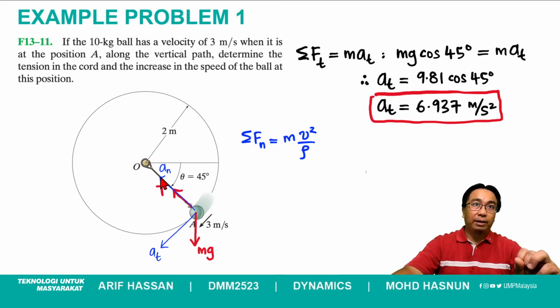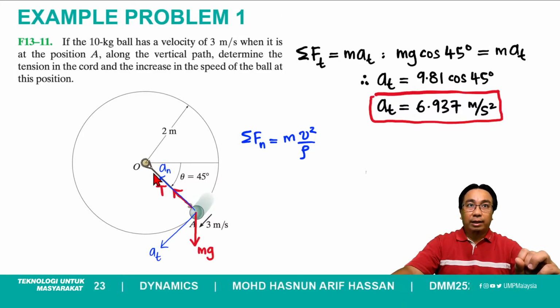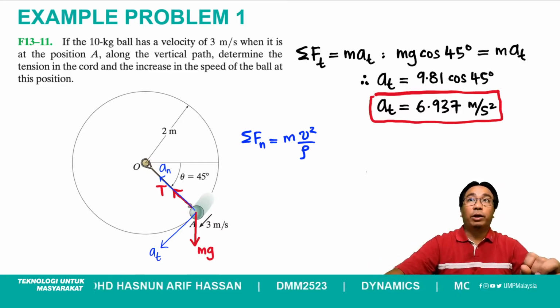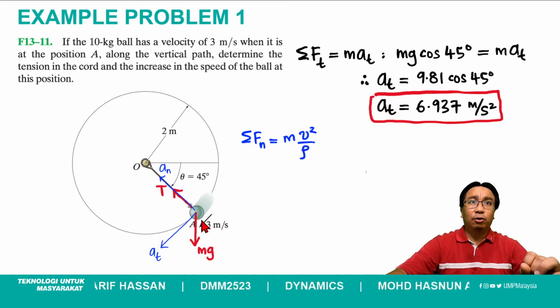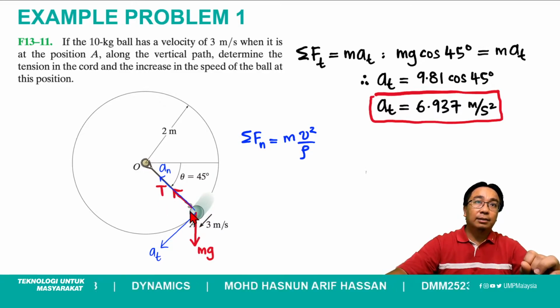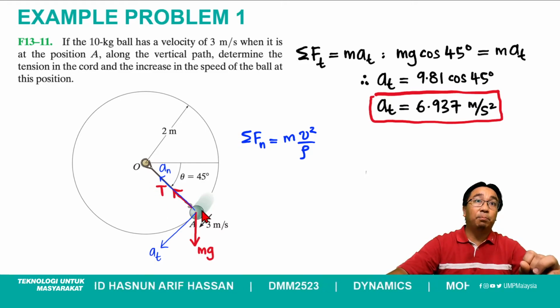Okay, so go back to the free body diagram, the arrow in red color, and look at the normal axis. What do you have in the normal axis? We have the tension pointing in the same direction as the normal axis. So tension will be positive.